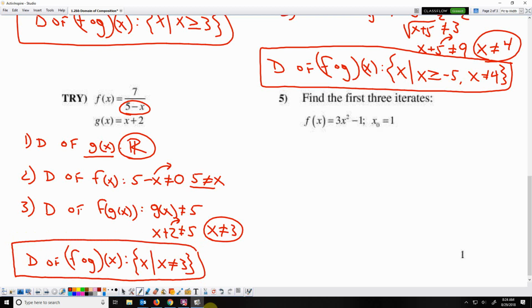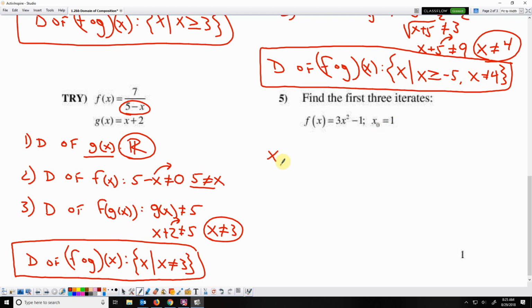So that is one way to find the domain of a composition of functions. In our next lesson, we'll practice this way again, but we'll also see another way. In our last question here, find the first 3 iterates. So this is related to what we've been doing here with composing functions, because an iteration is when you compose a function with itself. In this case, we've got a function here, and its initial value, x sub 0, or the 0th iterate, has a value of 1.